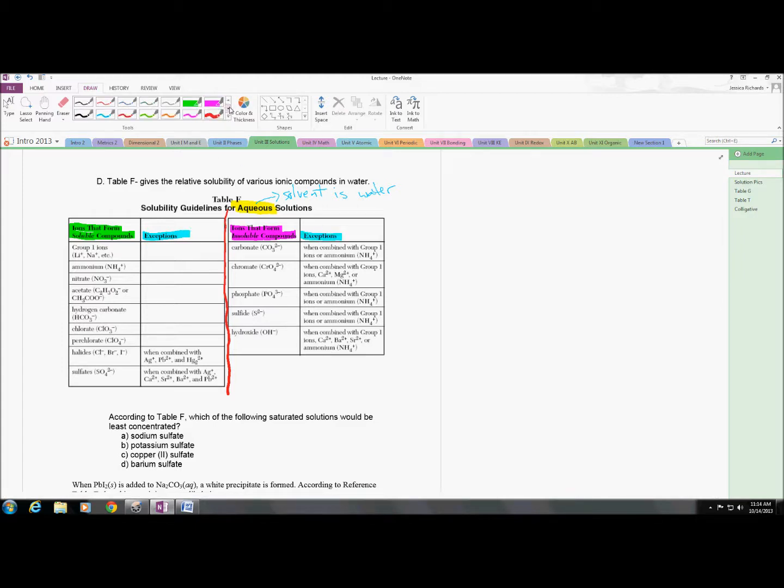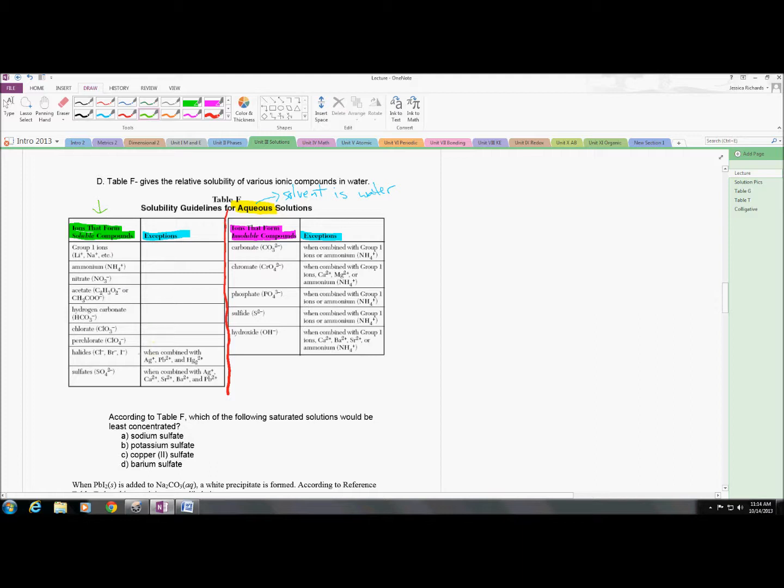So the way this works is that on our soluble side, the left side, if your compound contains a group 1 ion, so this refers to group 1 on the periodic table, lithium, sodium, potassium, rubidium, as you're going down group 1, those compounds are soluble in water. There are no exceptions. They're always soluble. That's great. If you see ammonium for your positive ion, always soluble in water, no exceptions. Nitrates for your negative, acetate, hydrogen carbonate, chlorate, perchlorate, all of those for your negative, always soluble, no exceptions.